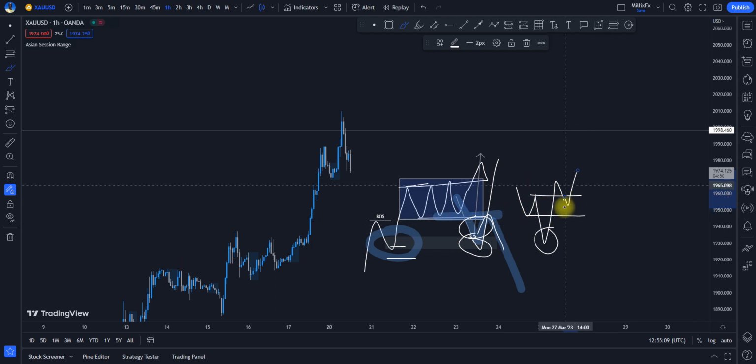So this is some of the things you need to also take note of. This one too is also a change of character, just so you know. Price doesn't need to go back to your order block to really prove that you are in the right direction of the market. Hence why you need to always take note when you are taking your entries, right?